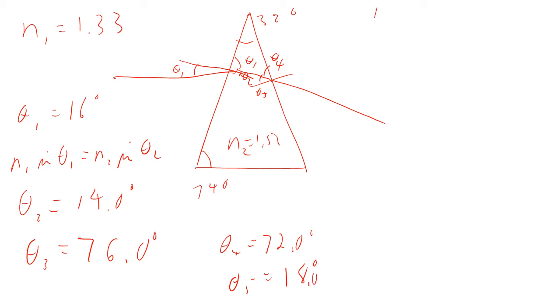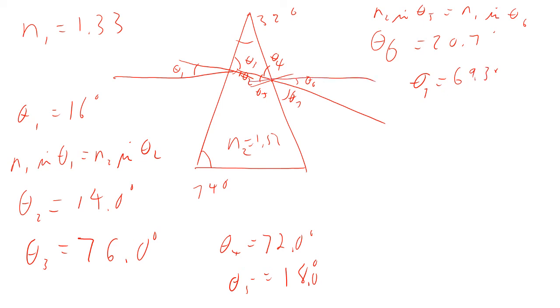Okay, so n2 sine theta 5 equals n1 sine theta 6. So theta 6 now comes out to be 20.7 degrees. So that's theta 6. So theta 7 here is now 69.3 degrees. Okay, and so here is our 74 degrees. So theta 8, that's our angle of deflection.